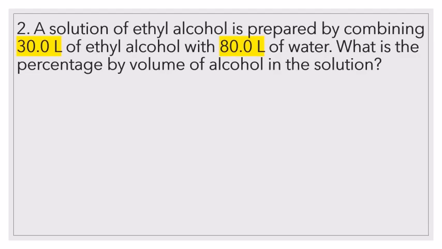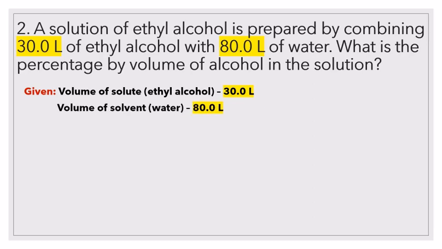Problem number 2. A solution of ethyl alcohol is prepared by combining 30 liters of ethyl alcohol with 80 liters of water. What is the percentage by volume of alcohol in the solution? So given that we have the volume of solute, which is the ethyl alcohol, and that's 30 liters, we have the volume of water, and that is the volume of the solvent, which is 80 liters. The volume of solution is equal to, of course, we need to add the volume of solute and the volume of the solvent. So it's 30 plus 80 liters, 110 liters.